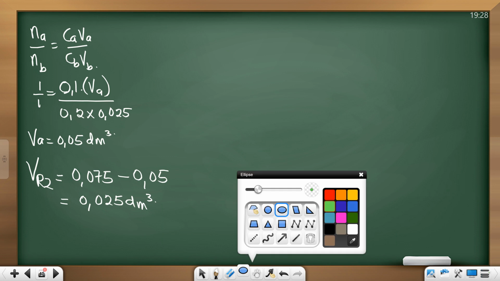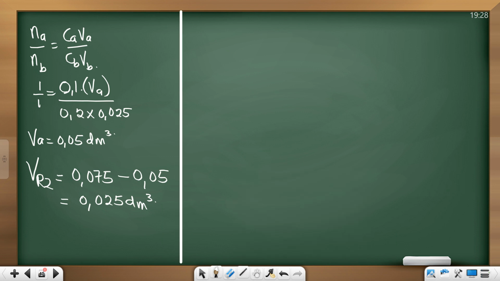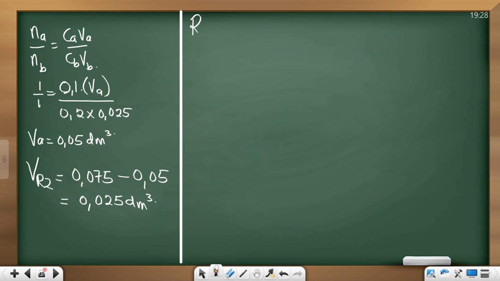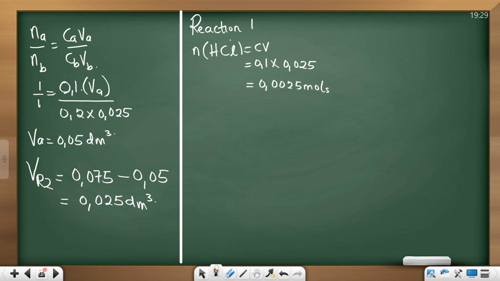Okay. Now, can we go back to our reaction here? Can we now get the number of moles of HCl used in reaction 1? Do we know the volume? Yes. Do we know the concentration? Yes. Now back in reaction 1, number of moles of HCl, volume 0.02, 5 moles.